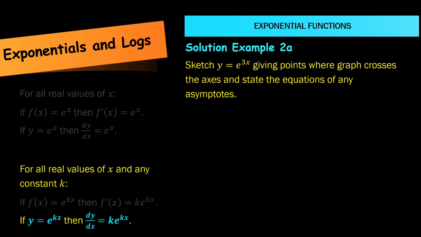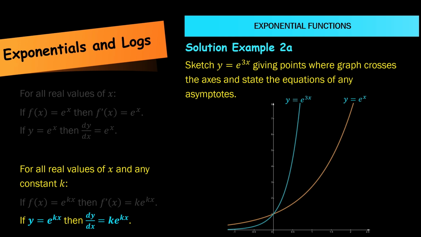So let's solve example 2a first. We are required to sketch y equals e to the power 3x, giving points where the graph crosses the axes, and state the equations of any asymptotes. Here are our two graphs. We have y equals e to the power x and y equals e to the power 3x on the same graph.